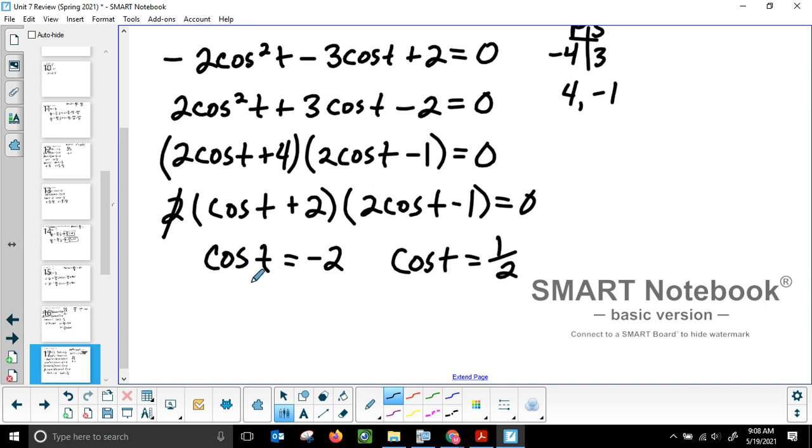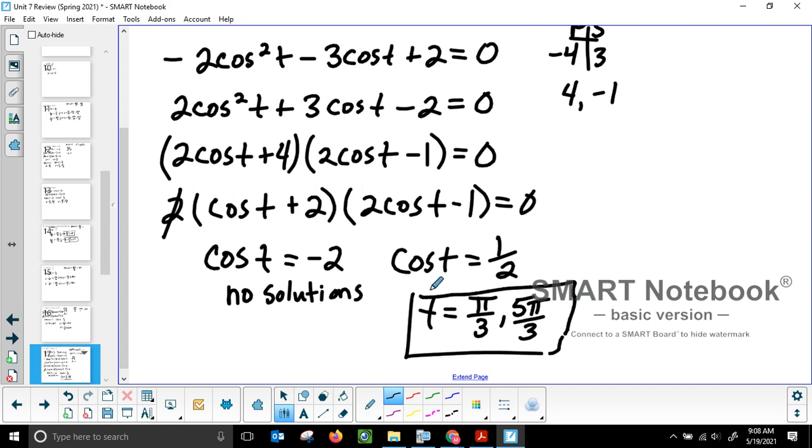All right, now the range for cosine and sine is from negative 1 to 1. Is negative 2 between negative 1 and 1? No. So from this piece, there are no solutions. From this piece, cosine is equal to 1/2 at pi over 3, and 5 pi over 3. So these are our only two solutions that we care about.